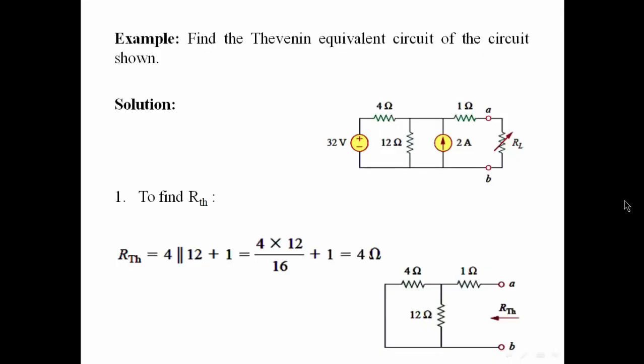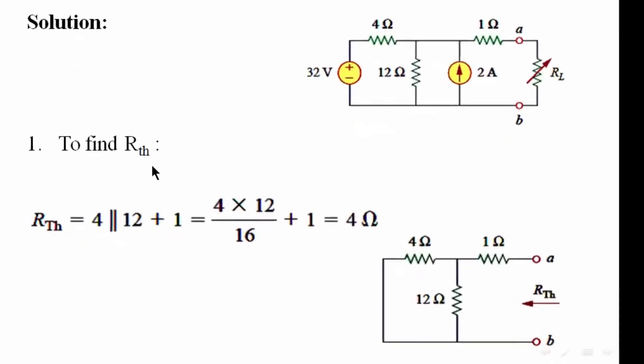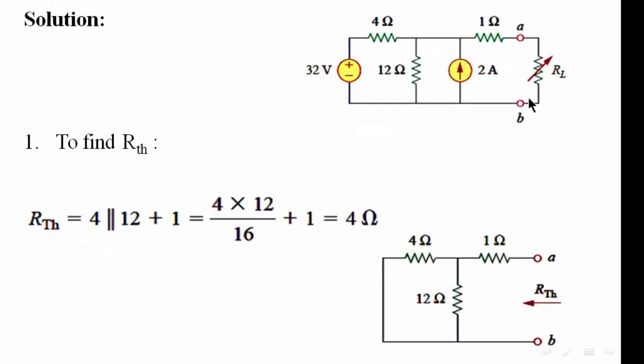Let us see an example to understand this theorem. So the question is, find the Thevenin equivalent circuit of the circuit shown. This means that we need to find the equivalent resistance and the equivalent voltage. To find the Thevenin resistance, our load needs to be removed, and we can see here there is no R load.